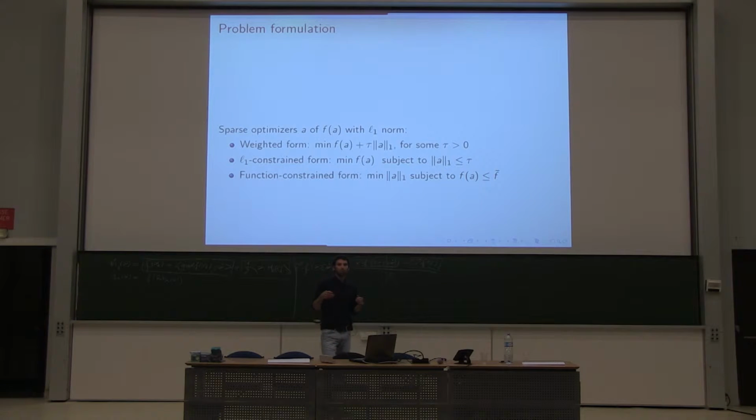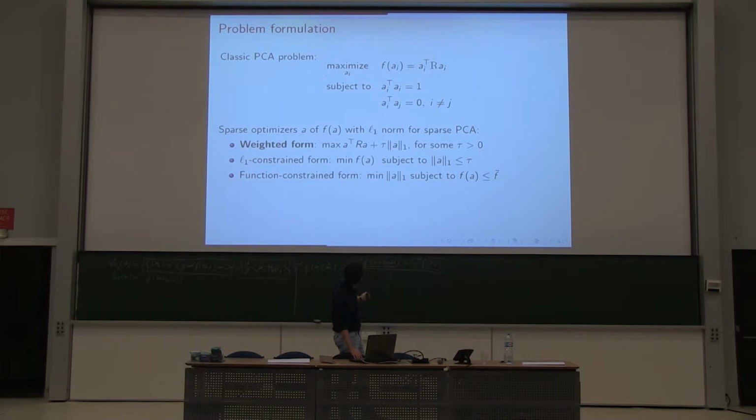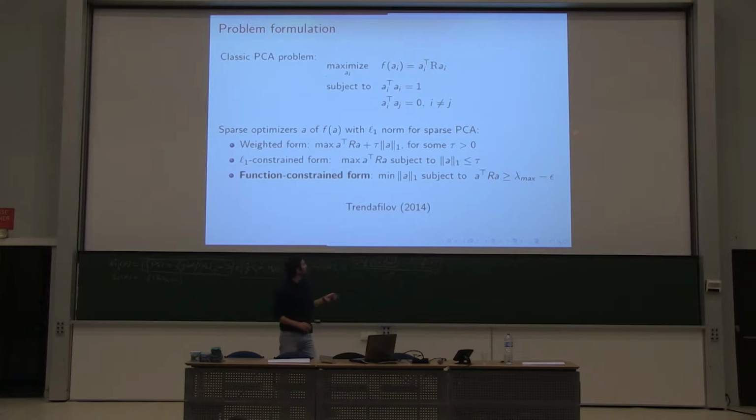So there are 3 different ways to express an optimization problem when you try to find a sparse minimizer: the weighted form, the constraint form, and the function constraint form. I guess you are more or less familiar with all these forms, and you can try to adapt these forms for PCA. So the classic PCA problem is the following: you try to maximize the variance of the new variables while keeping the loadings orthonormal. And so we can adapt it for the 3 forms. So this leads to this for the weighted form, this for the L2 constraint form, and this form for the function constraint form.